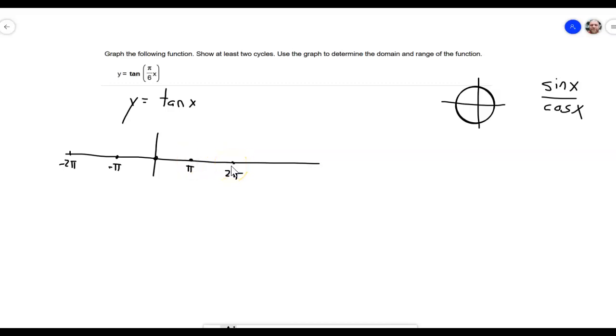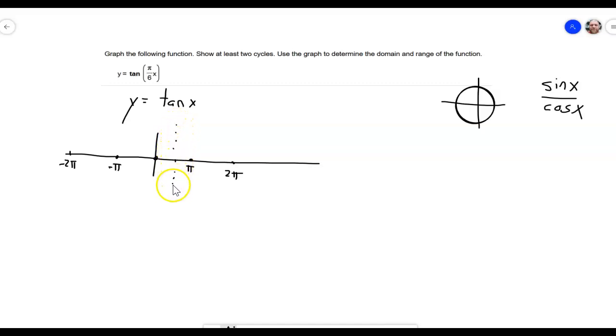Now, where is the denominator going to equal 0, which means we're going to have undefined? That's whenever we're pointed straight up or straight down. So that's going to be pi over 2, then 3 pi over 2, 5 pi over 2, 7 pi over 2. That's going to be right in the middle of these angles here.